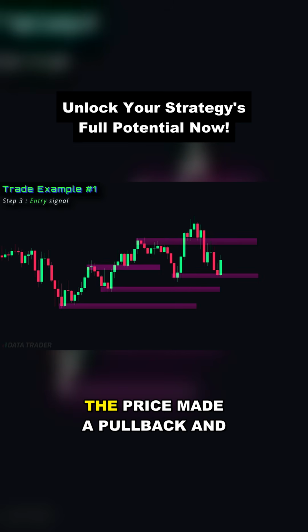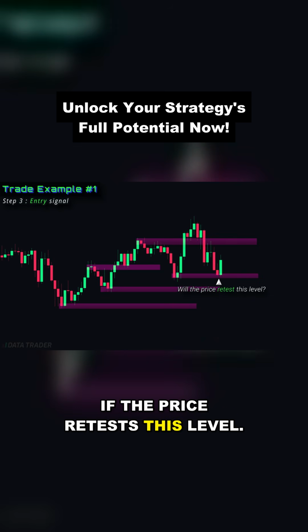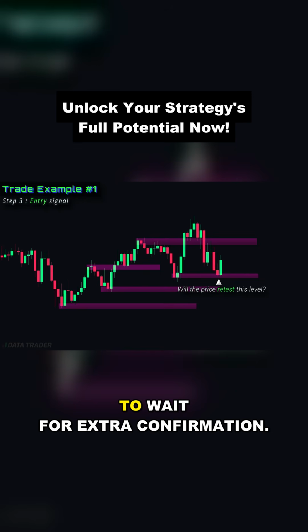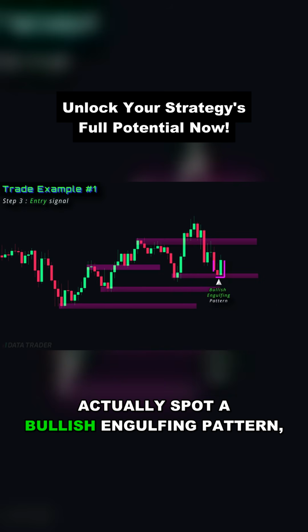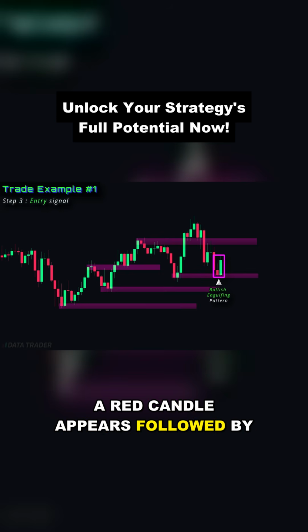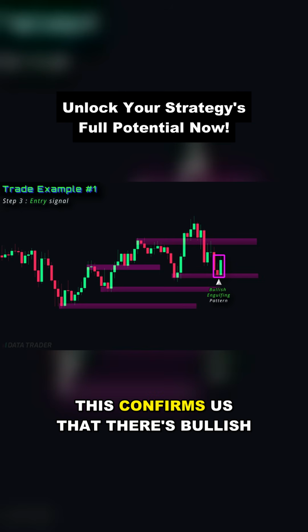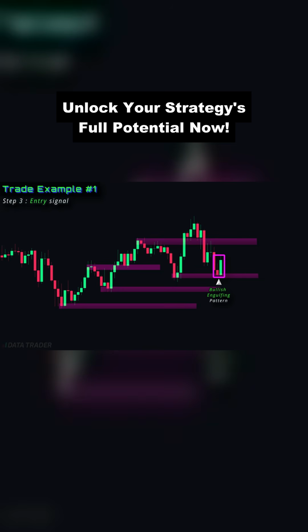Alright, so we can see that the price made a pullback and entered a demand zone right here. So now, we're looking to see if the price retests this level. And to do that, we need to wait for extra confirmation. And in this case, we can actually spot a bullish engulfing pattern, which is a candlestick pattern where a red candle appears, followed by a larger green candle that engulfs the previous candle. This confirms us that there is bullish momentum happening as price touches the demand level.